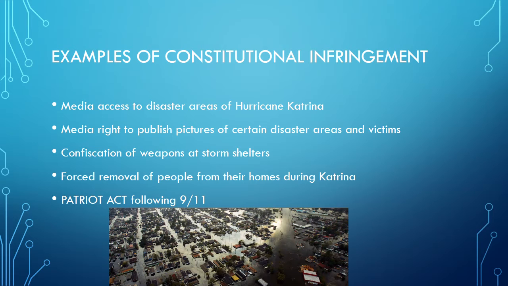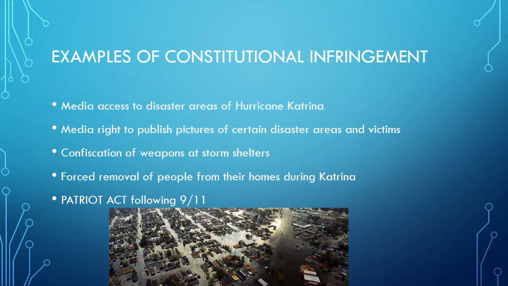A few examples of this constitutional infringement that I will talk about include media access to disaster areas of Hurricane Katrina. This is a violation of the freedom of press. Along with this, their right to publish pictures of certain disaster areas and victims was limited by government intervention.